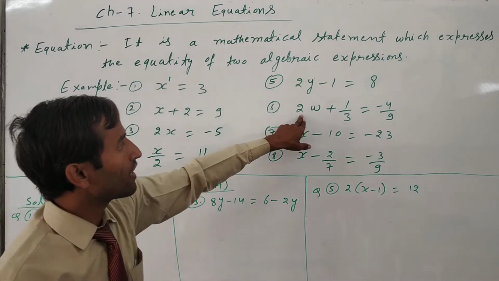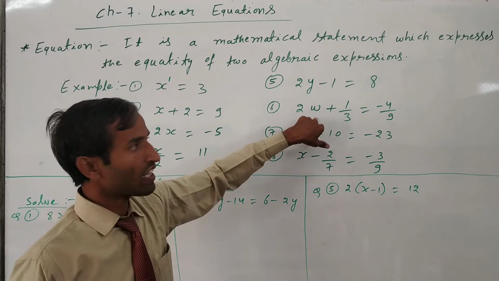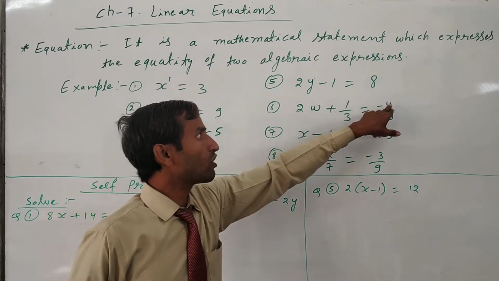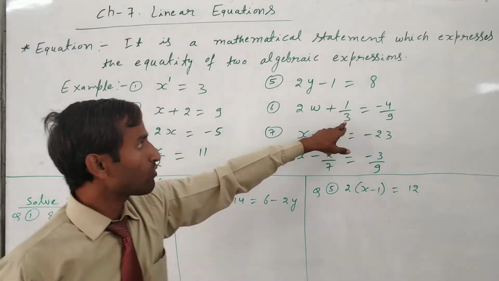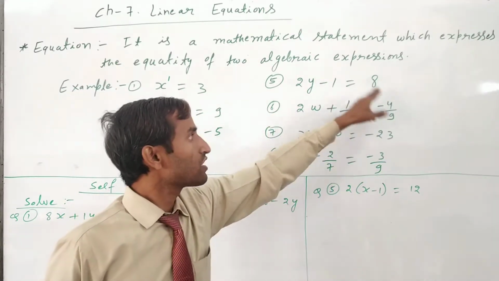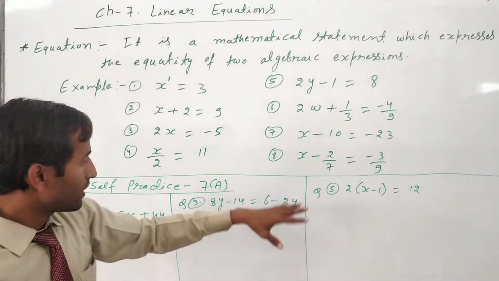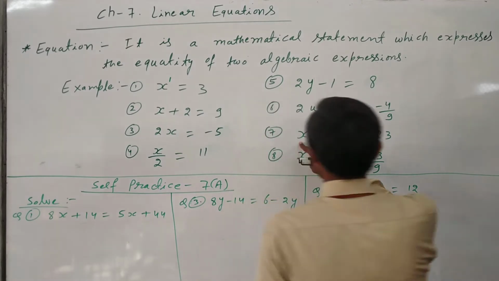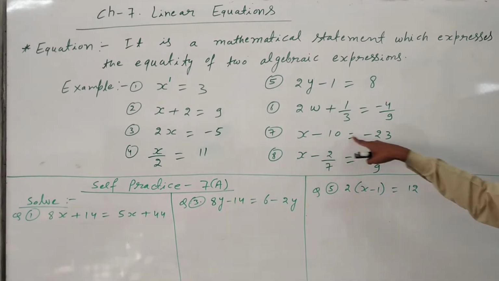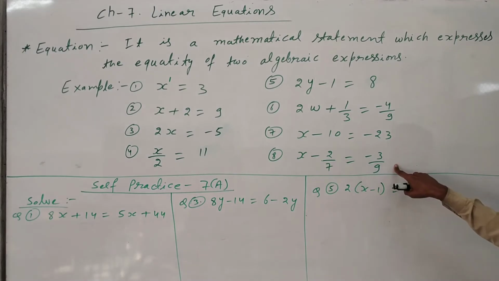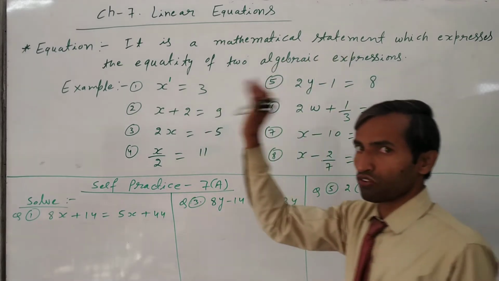Same here also. This one is a variable, w is the variable. So 2w + 1/3 = -4/9. This one is a fraction, or you can say a rational number. I will explain how to solve a linear equation. And here also see, x - 10 = -23, x - 2/7 = -3/9. These are examples of linear equations.